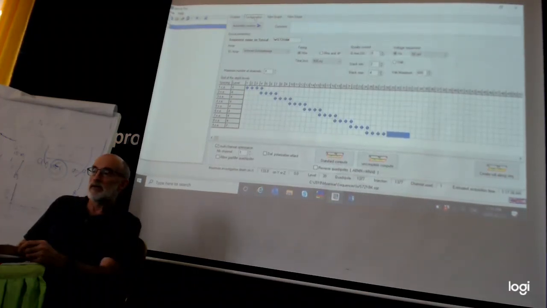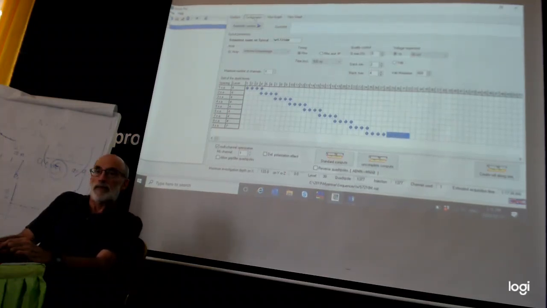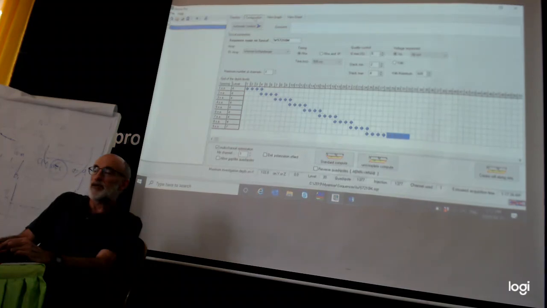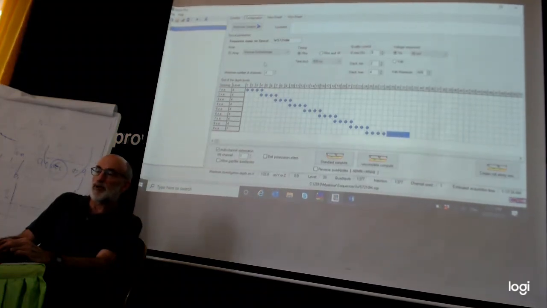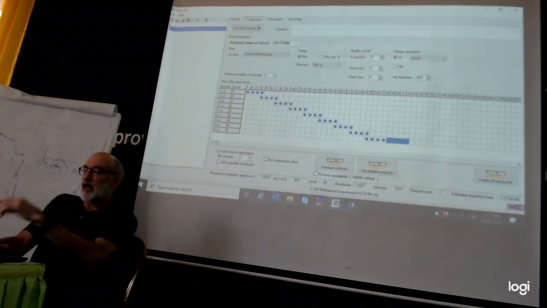And if we don't have good signal strength, we could put in another sequence and it would only take an hour and a half for it to run.